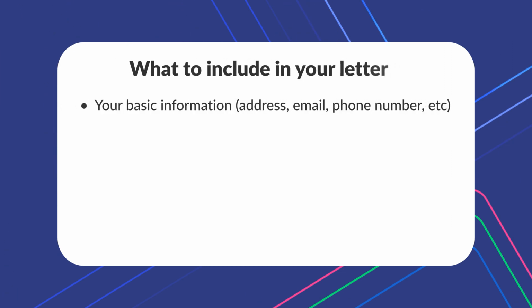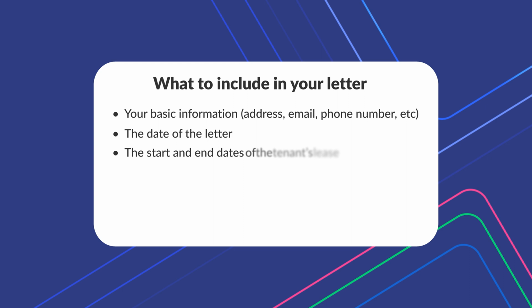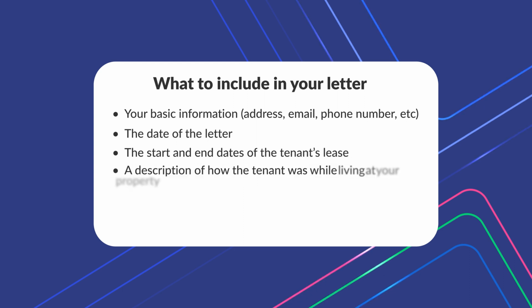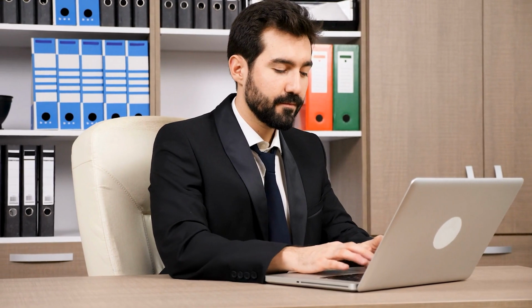So, now that we've covered what a landlord reference letter is, let's take a look at what yours should include. Here's a quick list of the main components that should be in your landlord reference letter. Now, this would include your basic information like your address, email, and phone number, the date of the letter, the start and end dates of the tenant's lease, a description of how the tenant was while living at your property, a closing statement, and of course, your signature. If you include each one of these things, you should never get a follow-up request for further information from the tenant. So it'll make your life way easier to include all of this in your first draft.